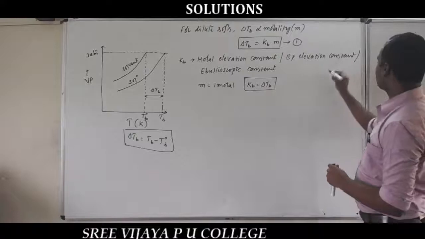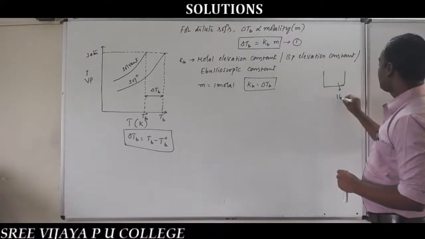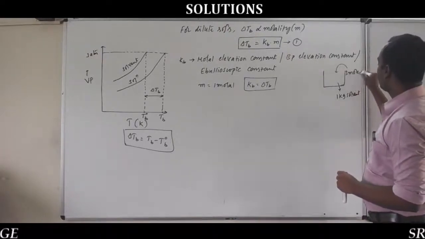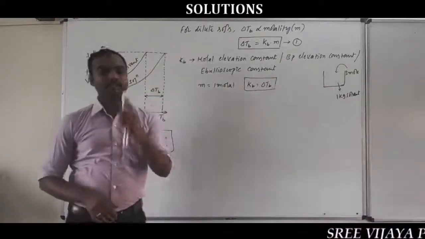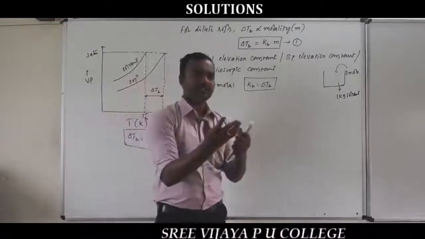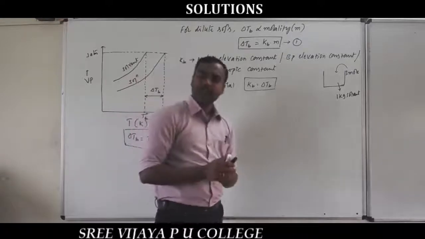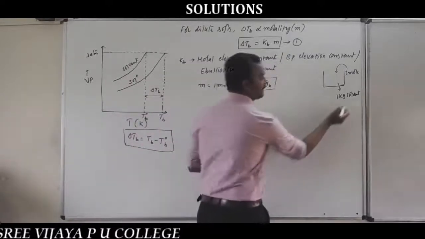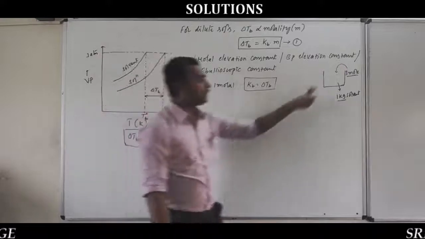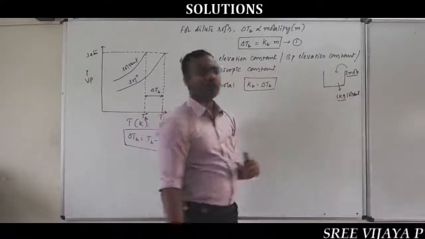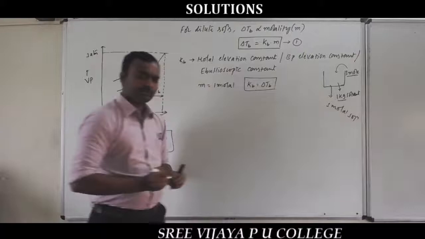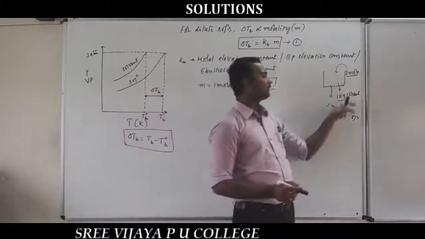To define it, the concept is this: I am going to take 1 kg of solvent, and to this I am going to add 1 mole of non-volatile solute. We know that when a solute is added to a solvent, the solution vapor pressure decreases and the boiling point increases. The elevation can be calculated using delta TB is equal to TB minus T naught B. So here I take 1 kg of solvent, say water, and add 1 mole of solute. That is 1 mole of solute dissolved in 1 kg of solvent.